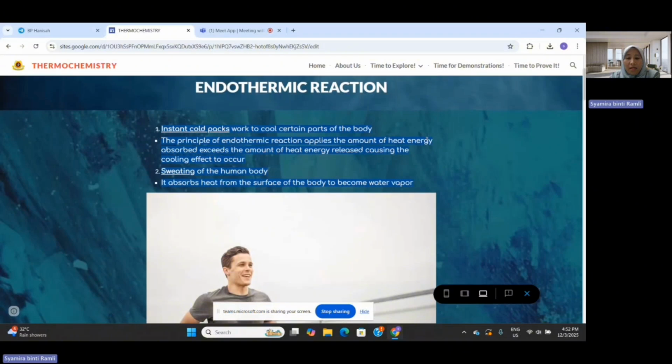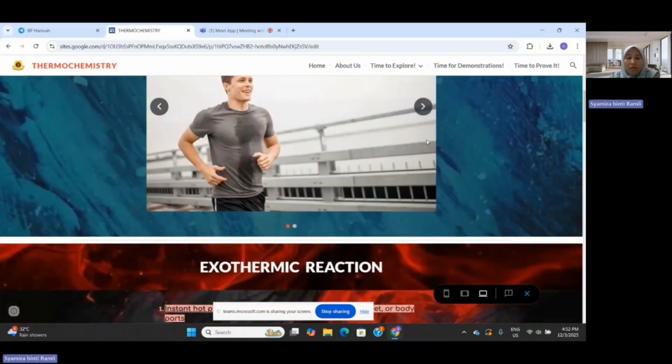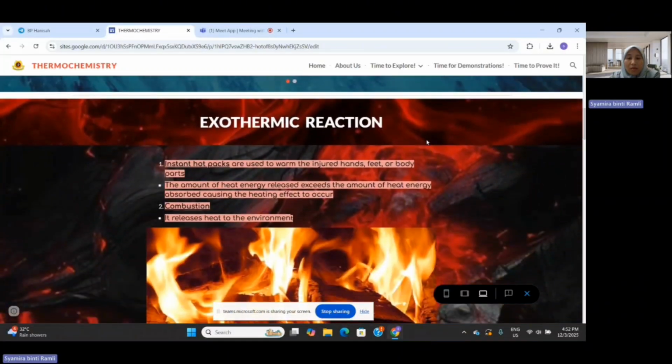And then as you scroll down the website, you can see another example in daily life, which is exothermic reaction: instant hot packs, and the amount of heat energy released by the hot packs helps to treat injured hands, feet, or body.